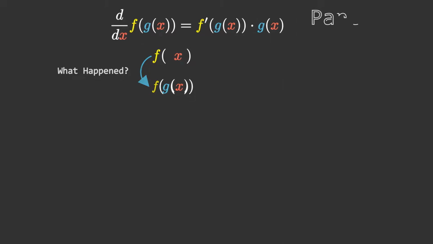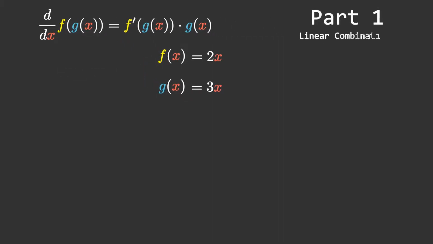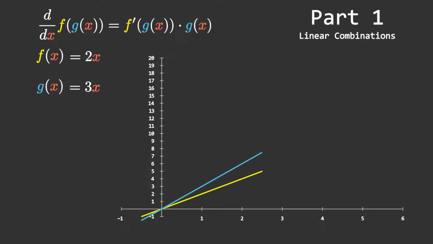Alright, let's start our investigation. Imagine if you don't yet know about chain rule, and you want to figure out the relationship of a compound function's derivative with its components. What would you do? Well, one way to start off is by examining the easiest combinations, where f and g are all linear functions. Let's say f(x) is 2x and g(x) is 3x.